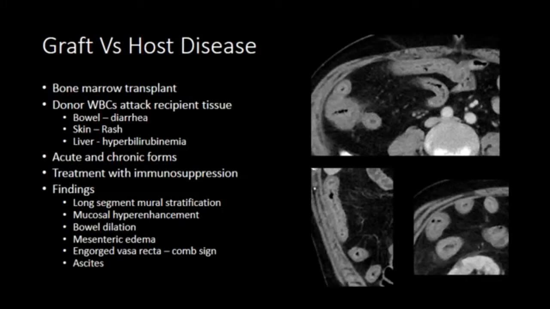Here we can see on the right-hand side of our screen an example of graft versus host disease where we have almost all of the small bowel within our field of view affected. There's wall thickening, there's submucosal edema, inner wall hyperenhancement, mesenteric stranding, and mucosal hyperemia.